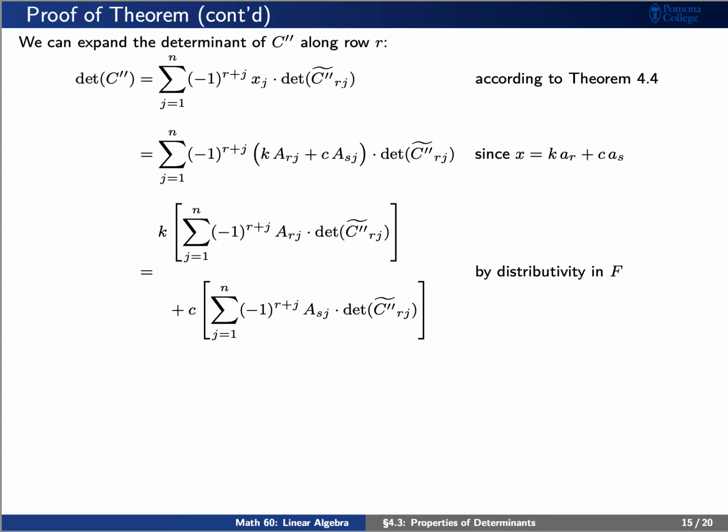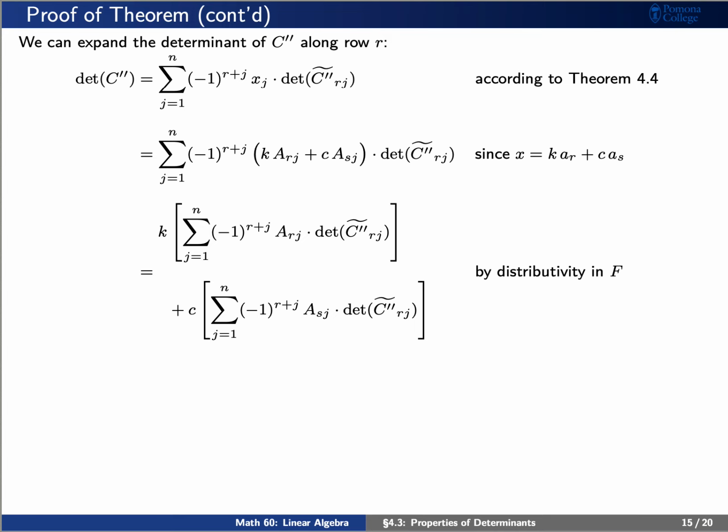For the first sum, we have a sum over A sub rj times the determinant C double prime rj tilde. Here, this is an expansion along row R, but now notice that we've replaced row R of C double prime with A sub r. But here, C double prime had row S equal to A sub r. So this sum here is the determinant of a matrix that looks like A, but both row R and row S are equal to A sub r. So this first expression you expect to be 0.